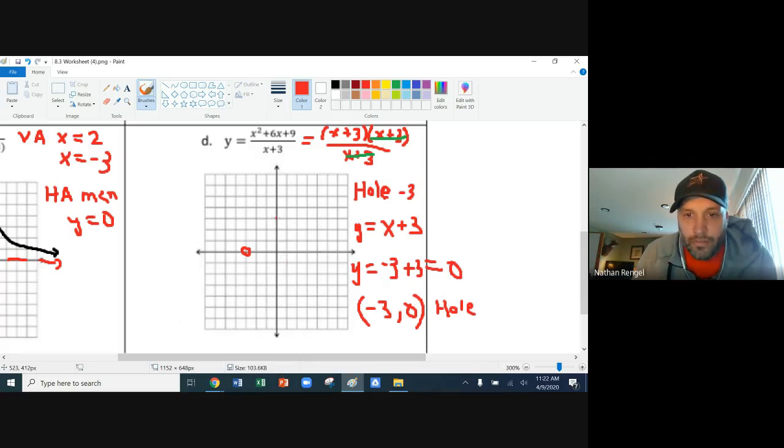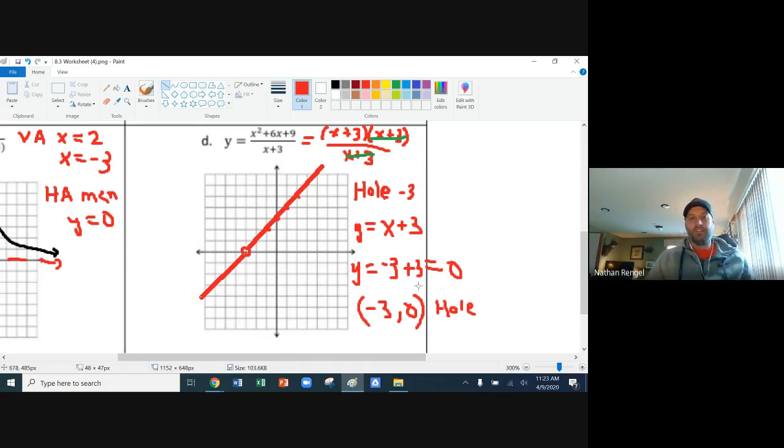So y equals x plus 3 is a y-intercept of 3 and a slope of 1. Try this here. And there would be our line. I don't like that. Let's do it like that. And heading off that direction. So at the point where that hole is, you've got to make a little bit bigger open circle, so that you know where that is.